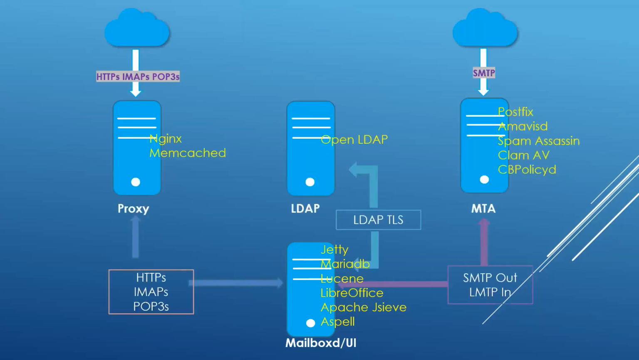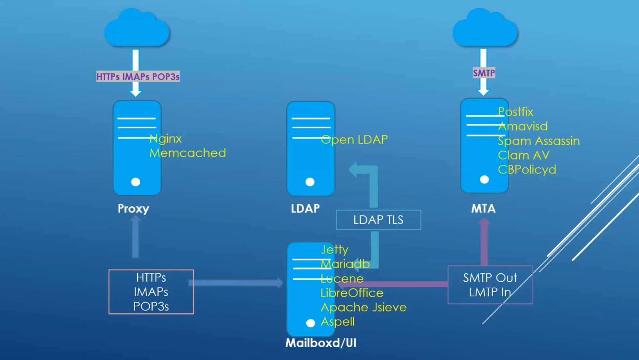And this is the overall architecture along with all the components and its subcomponents. Let's assume we have a multi-server setup: proxy, LDAP, MTA, and mailboxd.